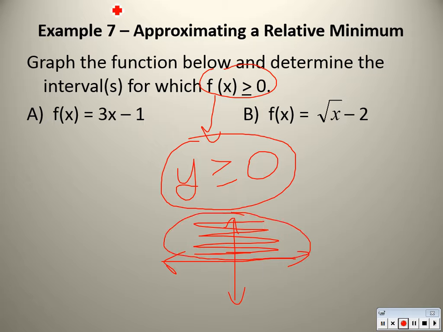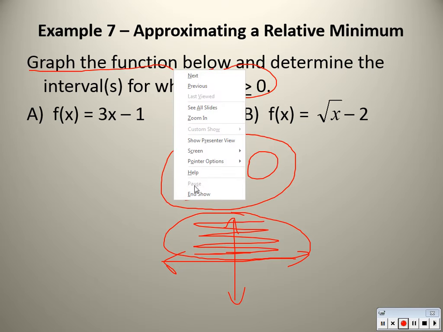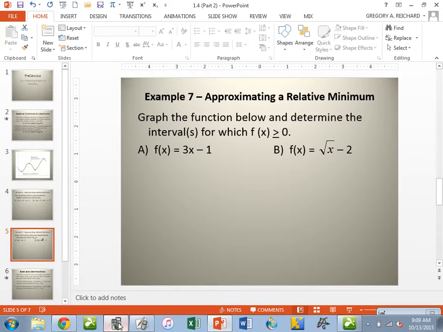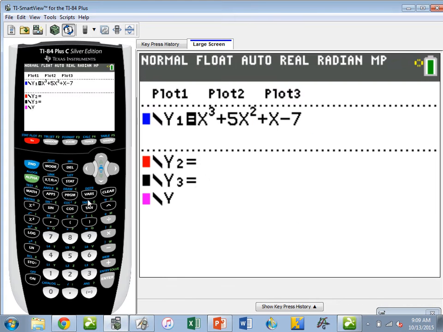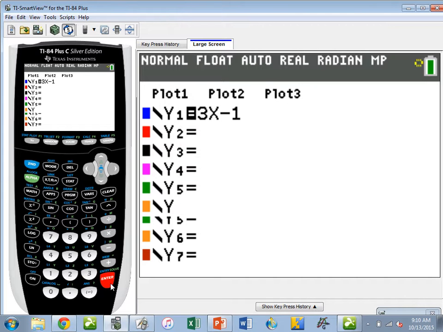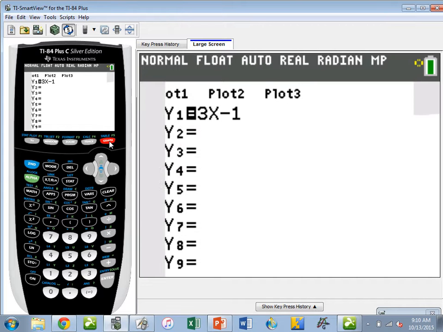So once again, I'm going to graph the function. I'm going to use my calculator to do that. I think that's probably the easiest way to go about this. So let me get rid of this here. I'm going to come back to my calculator, go to y equals, and first I'm going to put in 3x minus 1. And I'm going to graph this here.